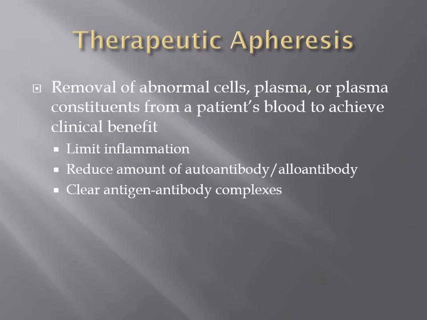For therapeutic apheresis, we've talked about therapeutic phlebotomy before, but for the apheresis part, remember, we're taking certain parts out and we're going to be putting other things back in. So what we're going to do here is try to remove abnormal cells, plasma, or plasma constituents from a patient's blood to achieve a clinical benefit. We're trying to limit inflammation, reduce the amount of autoantibody or alloantibodies, and also to clear antigen-antibody complexes.